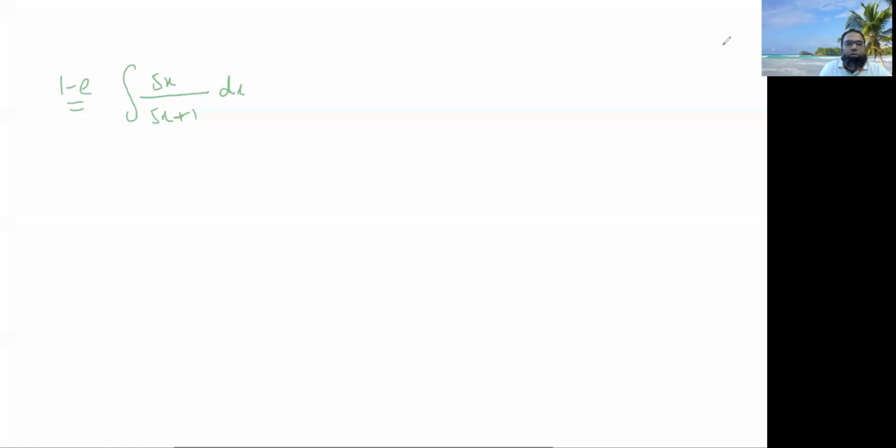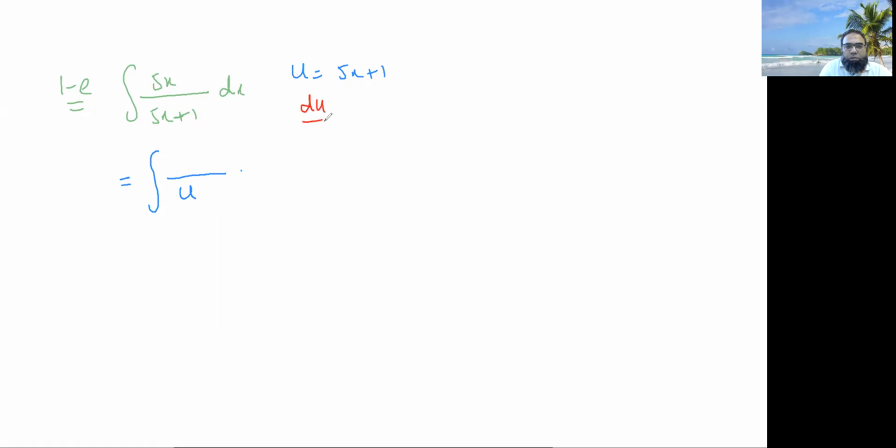Okay, now this is 5x over 5x plus 1, and we have been given a substitution. That is, we have to use u, where u is 5x plus 1. So we have to use this substitution to integrate this. First of all, this will right away change to u.